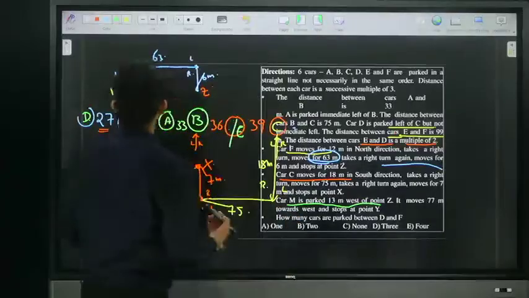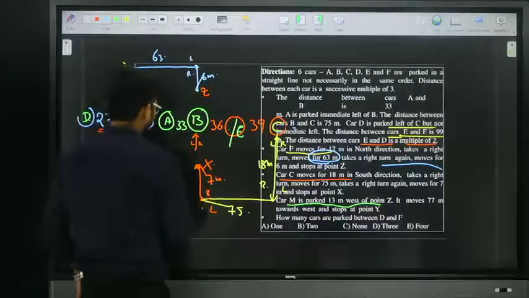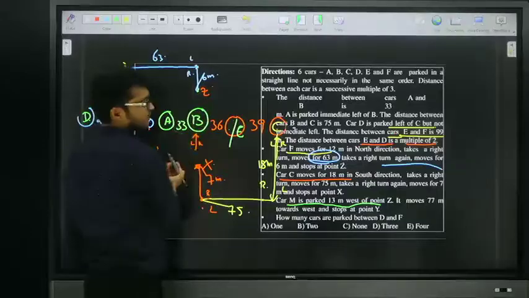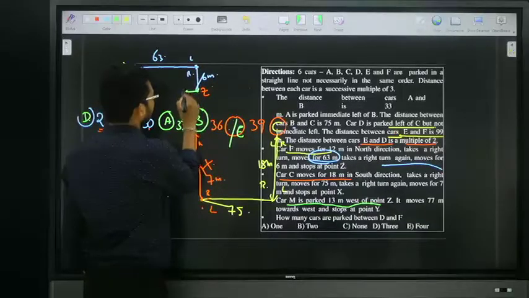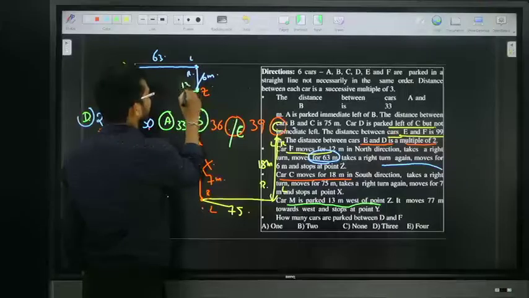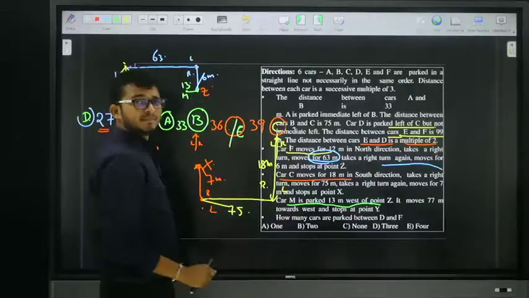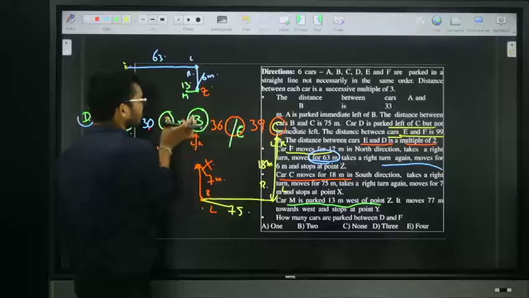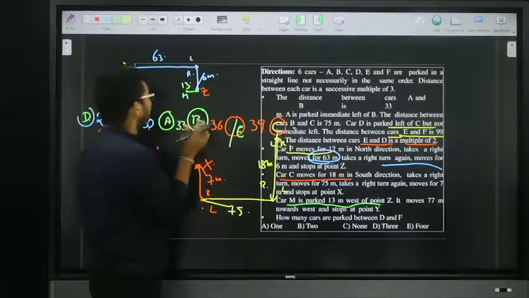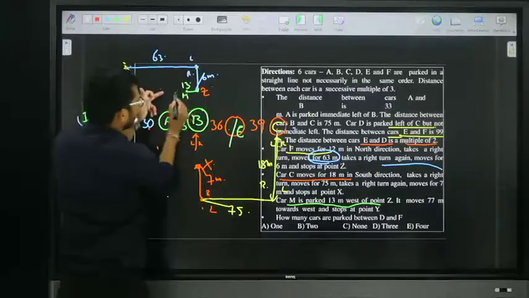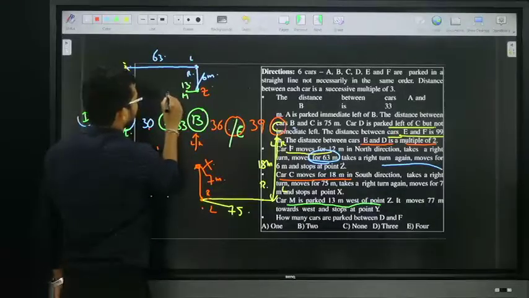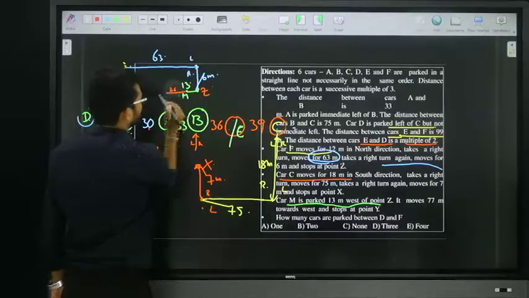Now friends, here we know point Z. Now the statement is, car M is parked 13 meter west of Z. That means when the total is 33, out of 33, here 13 is completed. That means the remaining is 20, from this point to A. The remaining is 20.